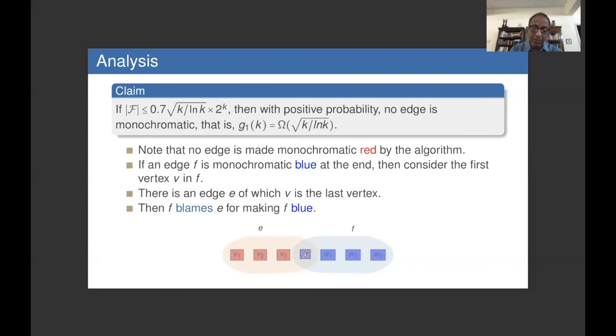And that would have been painted blue because there was another edge which was almost red. And these two edges shared a single vertex. So you can check that whenever an edge is made blue, there is an edge E to blame, which has this configuration. That is, it shares only one vertex with it. And this vertex in the ordering appears between the other vertices of E and F. So we will analyze the probability that some edge ends up blaming some other edge for making it blue. Okay. So that is how the analysis will proceed.